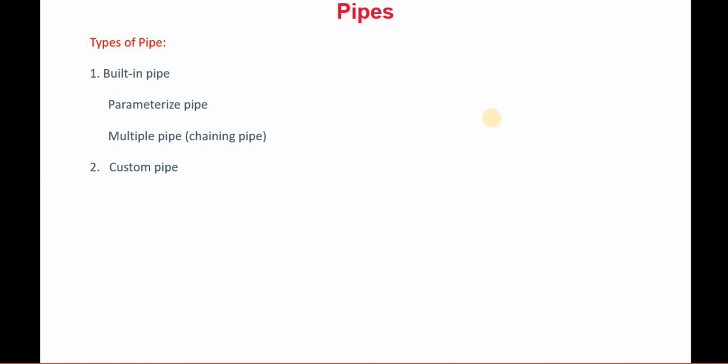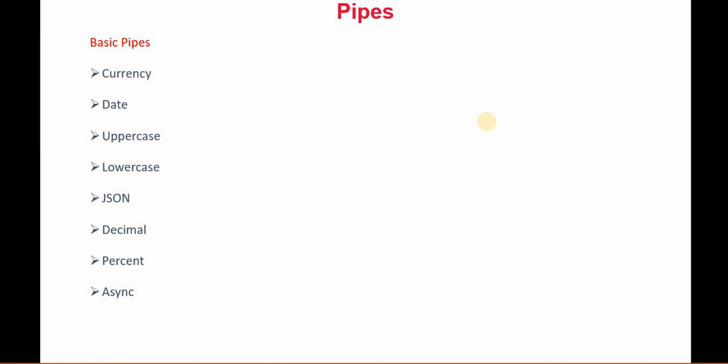If we talk about the types of pipes, there are two types. One is the built-in pipe, which includes the parameterized pipe and multiple pipes, also called chaining pipes, which we will discuss in brief in the coming video. The other is the custom pipe, meaning we can create our own pipe as well. The basic pipes we generally use when we develop an Angular application are currency, date, uppercase, lowercase, JSON, decimal, percent, and async. So let's discuss a couple of the basic pipes and how we use them in an Angular 15 application.